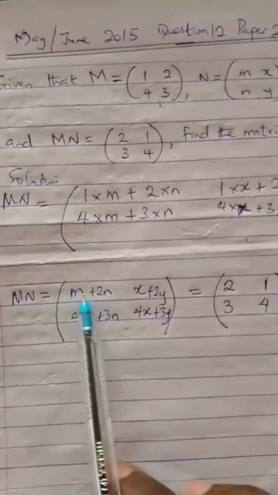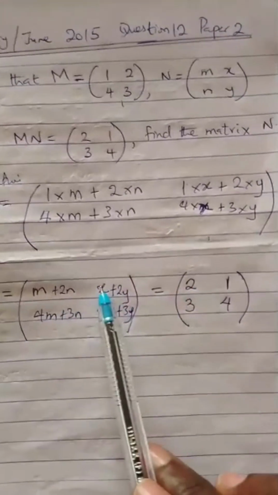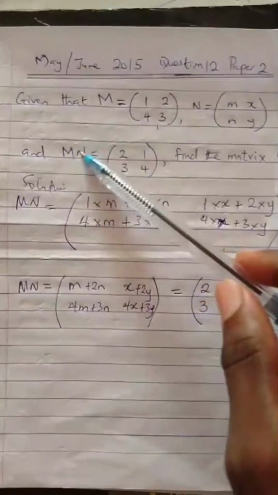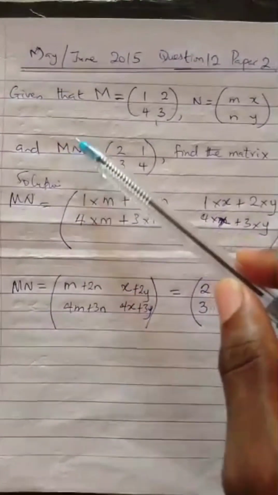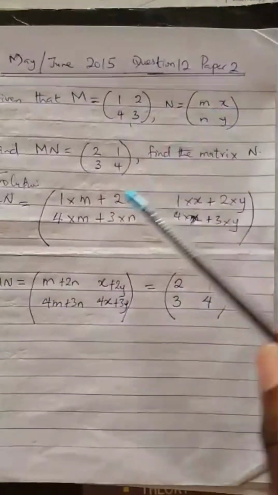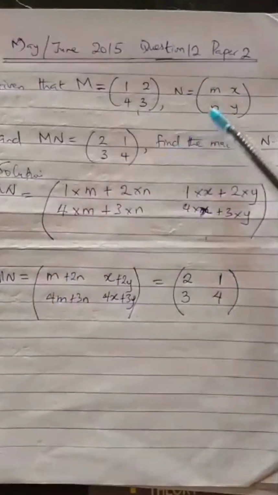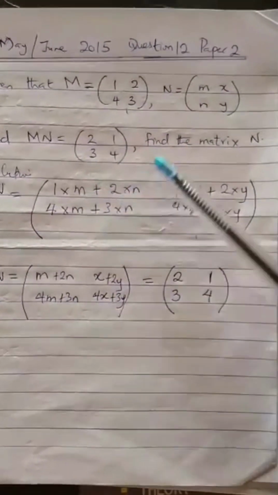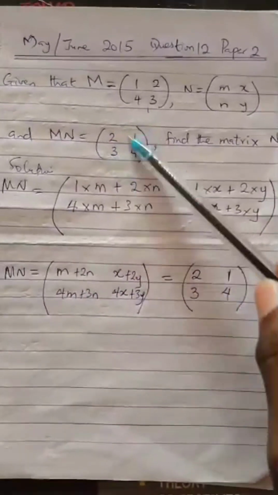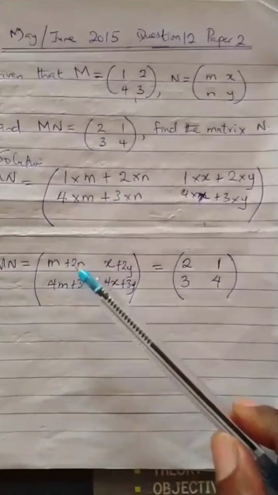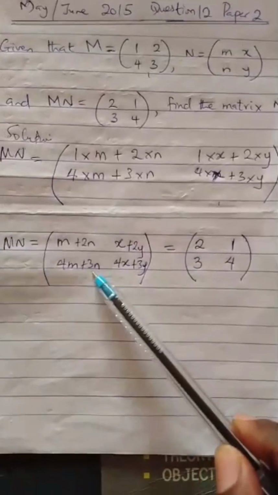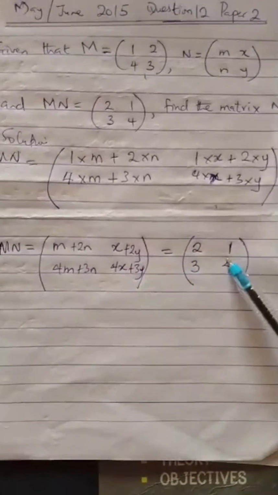So basically, I'm going to equate n plus 2n equals 2, x plus 2y equals 1. We are told from the question that the product mn has these numerical values. So if you equate the multiplication we just did, which is simplified as this, equate each element in your product to the values given in the question. So I'm going to say n plus 2n is equal to 2, x plus 2y is equal to 1, 4n plus 3n is equal to 3, and 4x plus 3y is equal to 4.